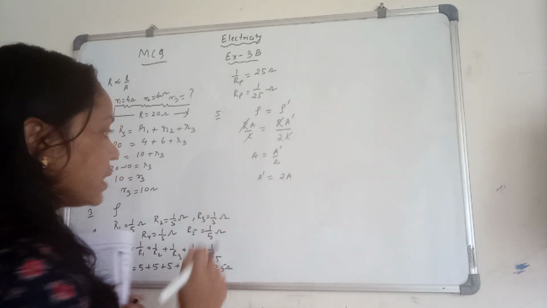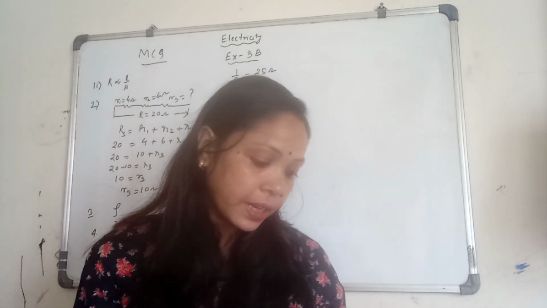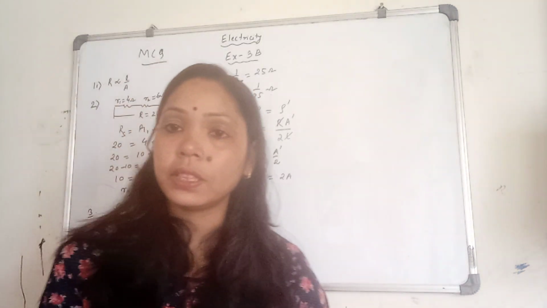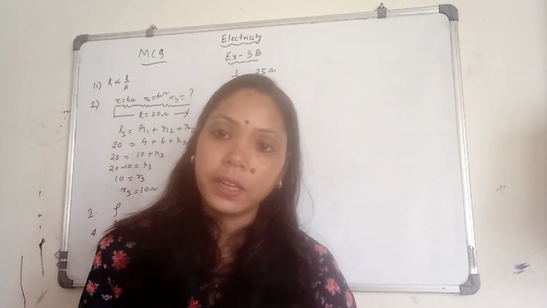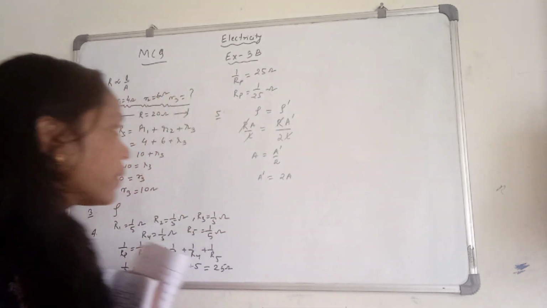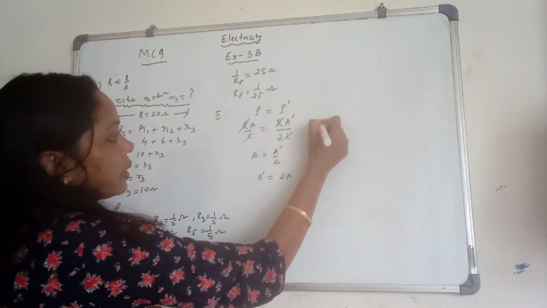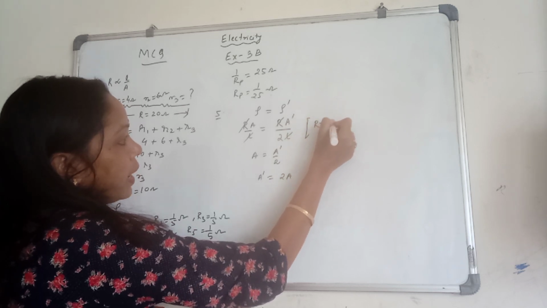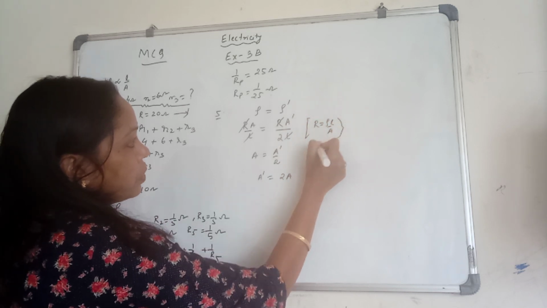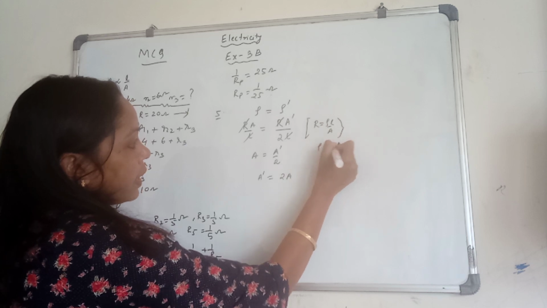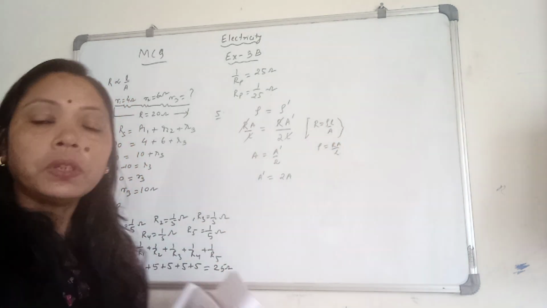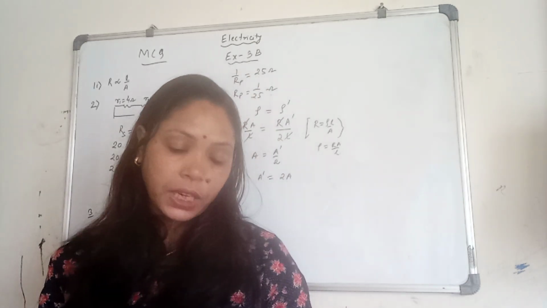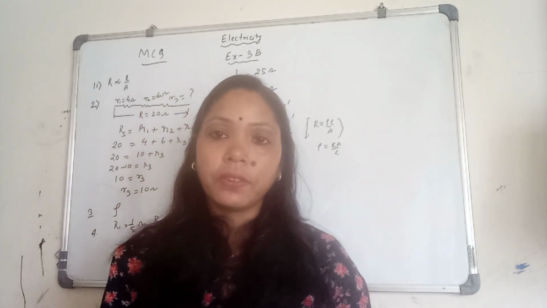So this is the answer. Again in your book the answer is given as A by 2, which is wrong. The answer will be A dash, the new cross sectional area, will be twice A. And this formula RA by L we got from here. See, R equal to rho L by A. So rho is equal to RA by L. So this is the explanation of multiple choice questions of exercise 3B.